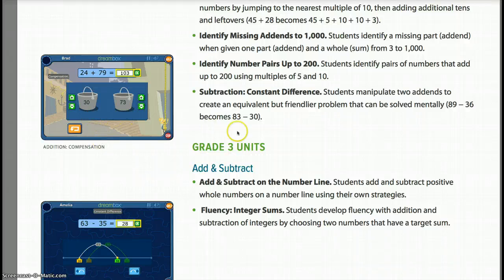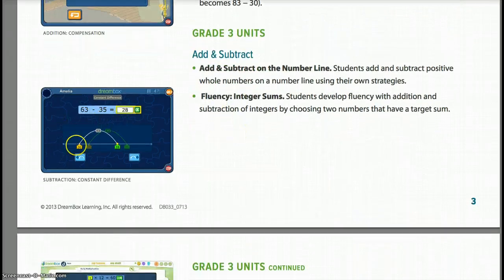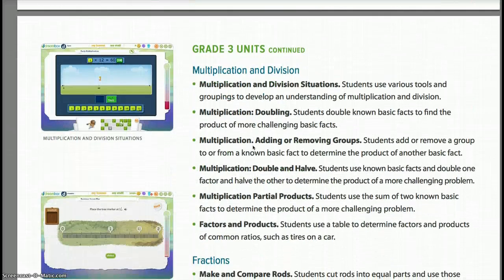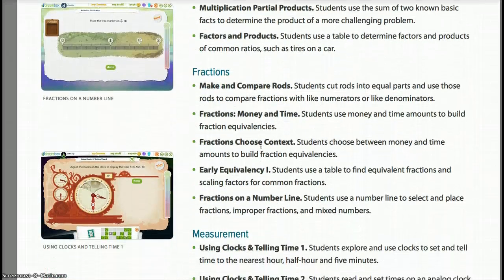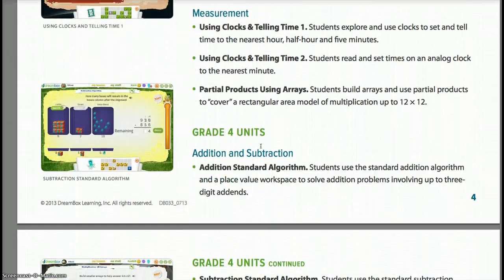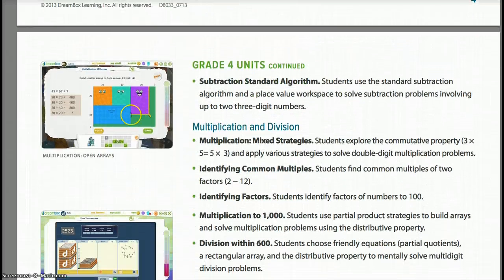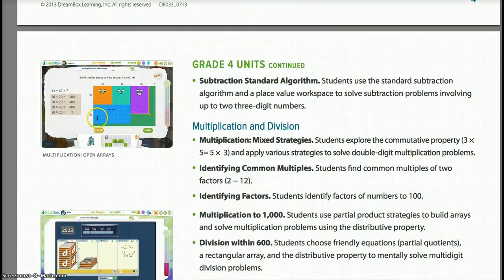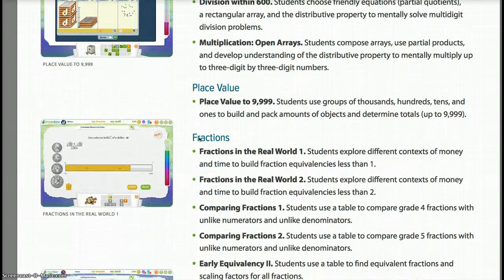Compensation buckets. Constant difference, that very powerful model we talked about earlier. Multiplication and division. There are arrays available in here. Here are the arrays that students use, and they actually construct the arrays based on how they want to break numbers apart. Very powerful. Now, this one here is actually fractions in the real world.